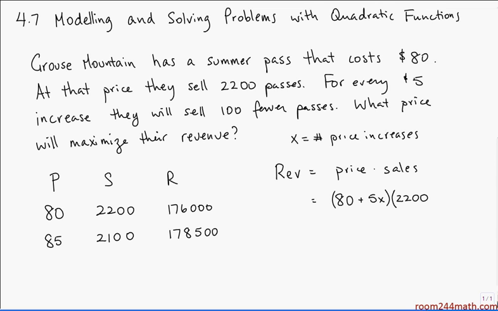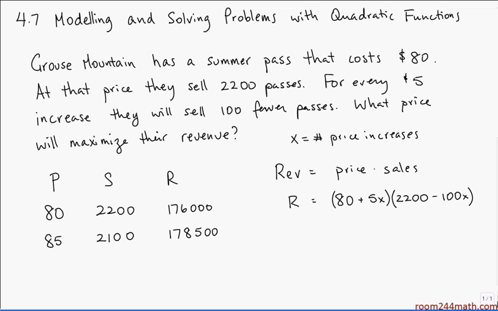And then with a single price increase, you drop by 100. So this is going to be minus 100x. So if you let x equal 0, you should have the base case, the first line of that table, 80 times 2200. If you let x equal 1, you should have the second line of that table, 85 times 2100, which is what we have.